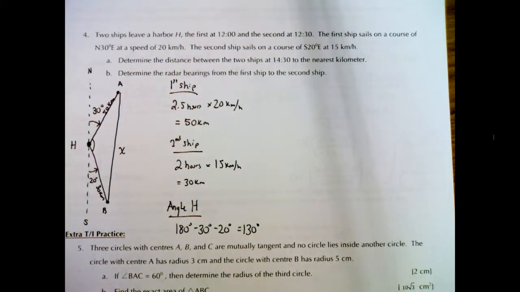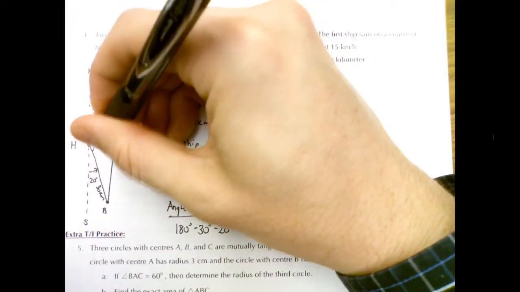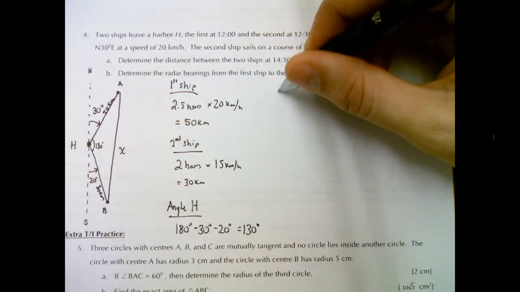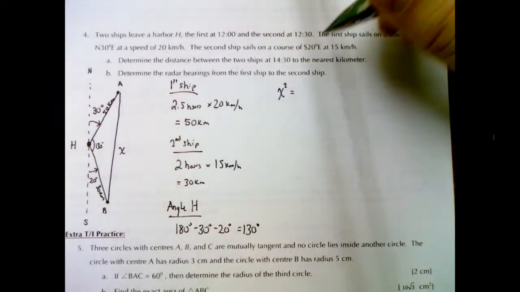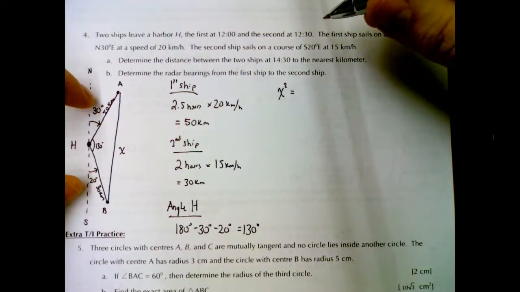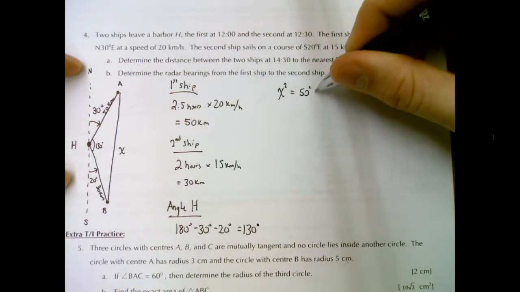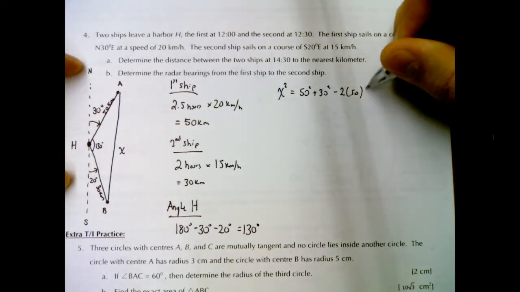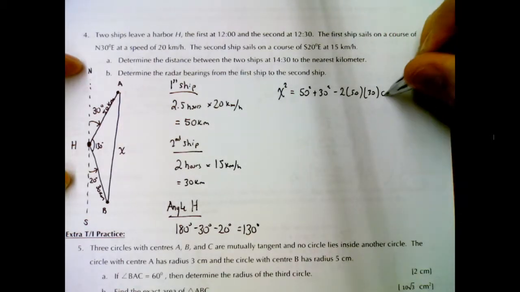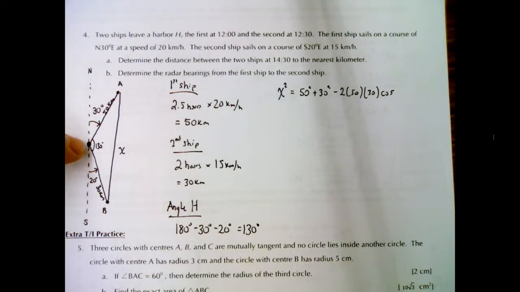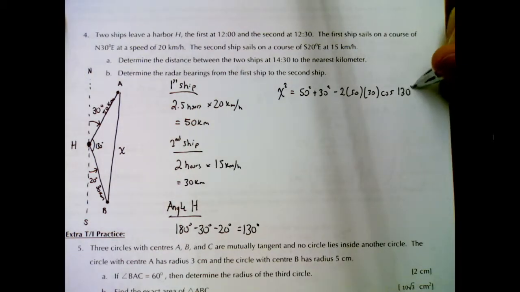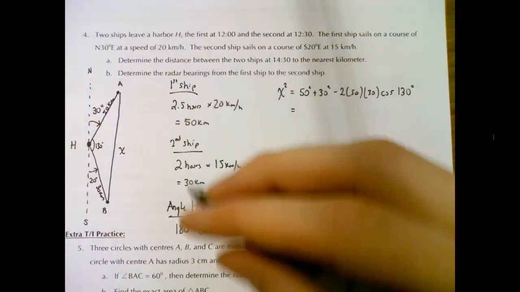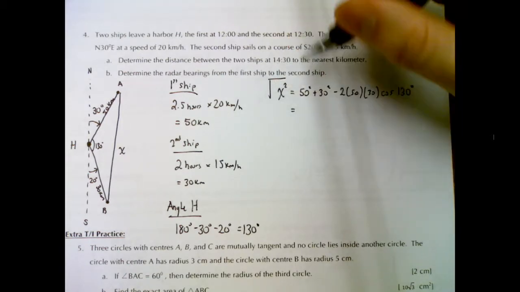Now, to find x, we can use the cosine law. And we'd have to set it up like this. X squared would equal the two sides squared. So we know 50 squared plus 30 squared minus 2 times 50 times 30 cos, and the angle that's contained is 130 degrees. Our last step is going to be to square root it, so I'm going to do this cosine law all in one step.